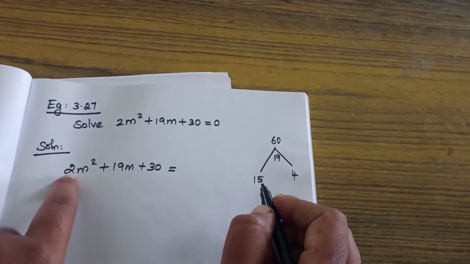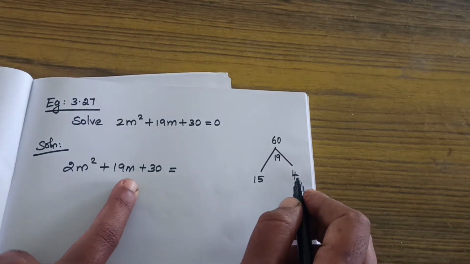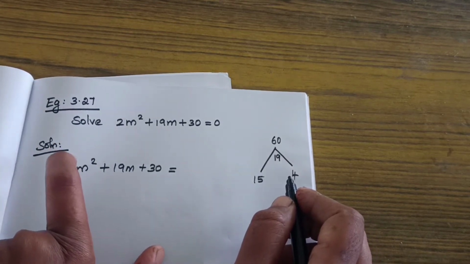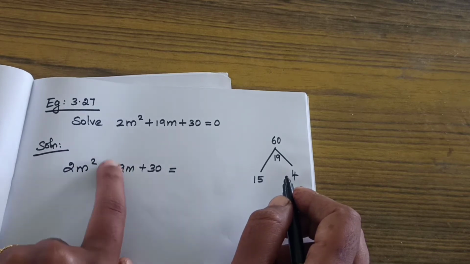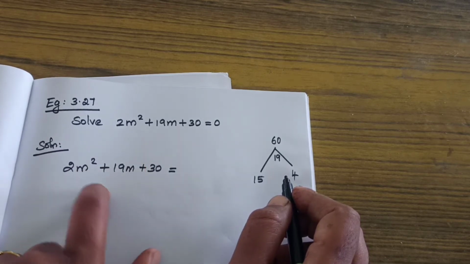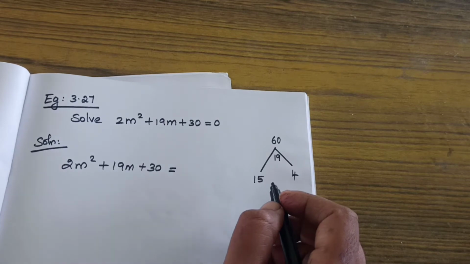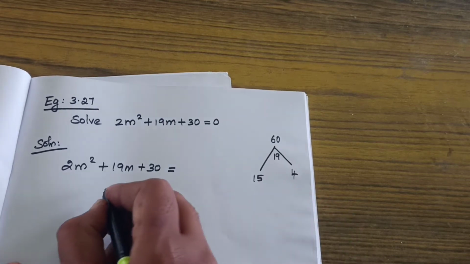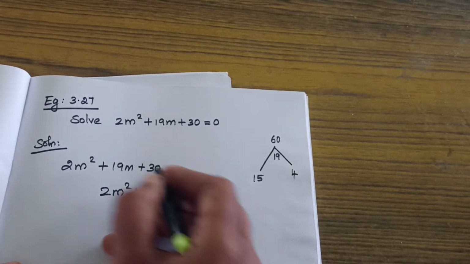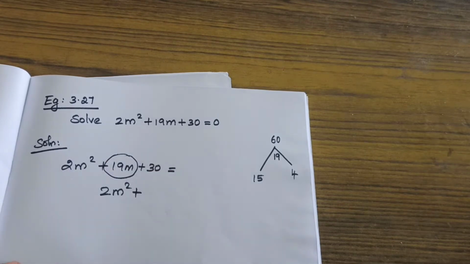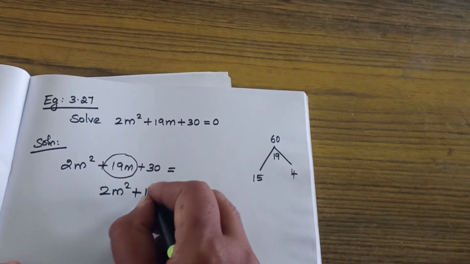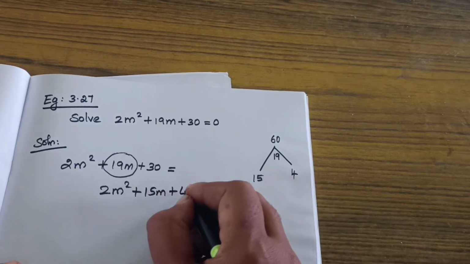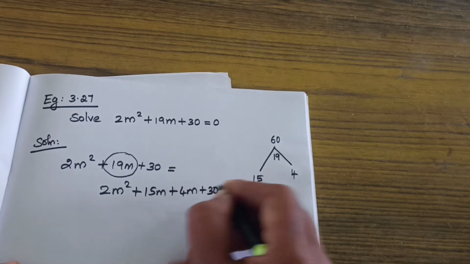So normally we would divide this by 2m, but here, by the factorization method, you need to write this term as the middle term. After that you need to split into factors. Those steps are needed. Okay, don't use the shortcut here. So 2m², instead of 19m you need to write 15m + 4m + 30.